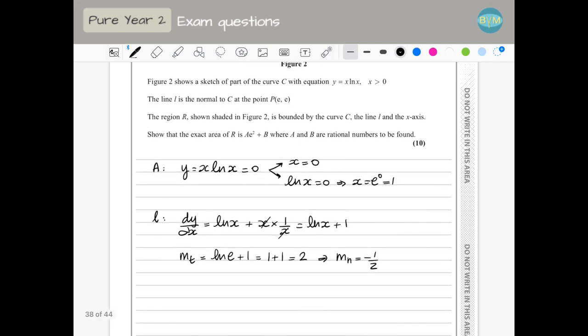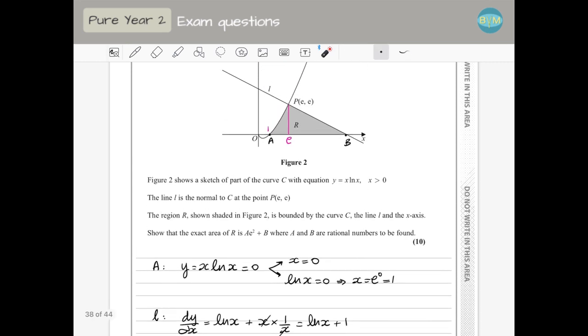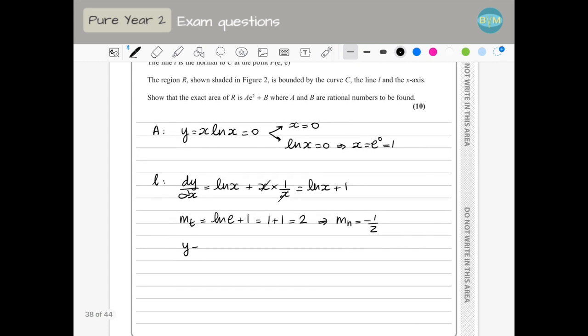So the line is going to be y minus the y of the point, which is e, equal to minus 1/2, which is the gradient, brackets, x minus the x of the point, that is e as well. This is the equation of the line, which gives us point B.